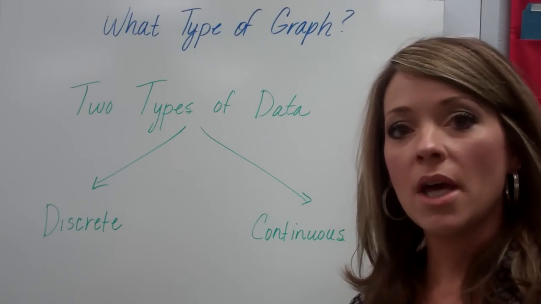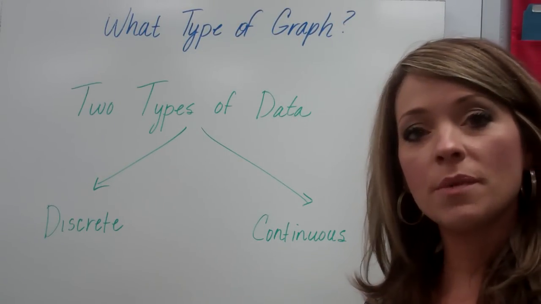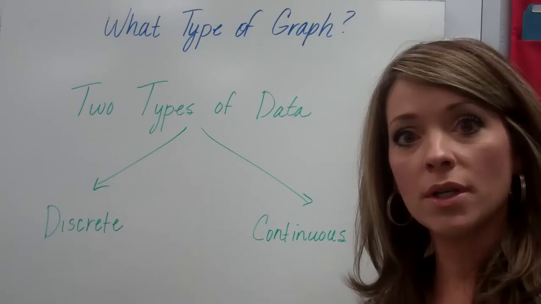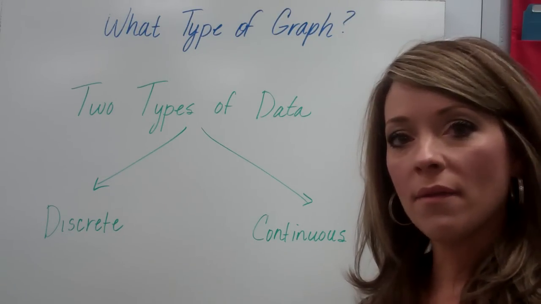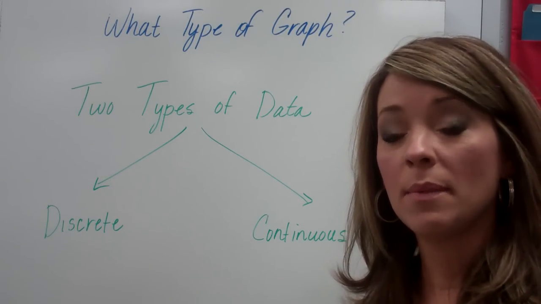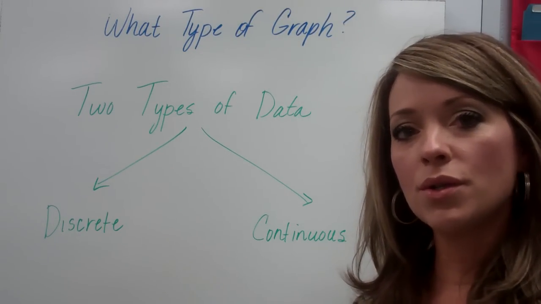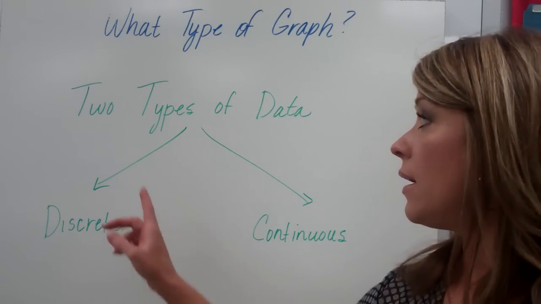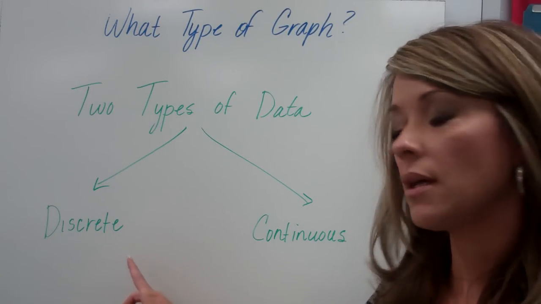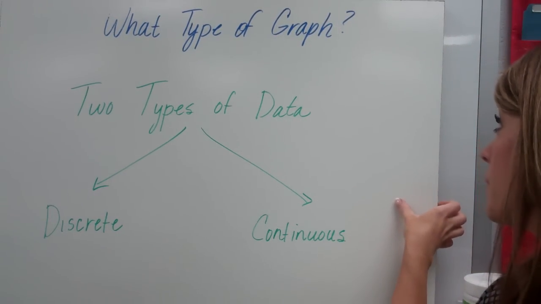Okay, so today we're going to talk about what type of graph you should make when you're making a graph during science class. And the type of graph that you're going to make is going to depend on the type of data that you collected. There's two types of data that we're going to discuss today. The first is going to be discrete, and the second is continuous.